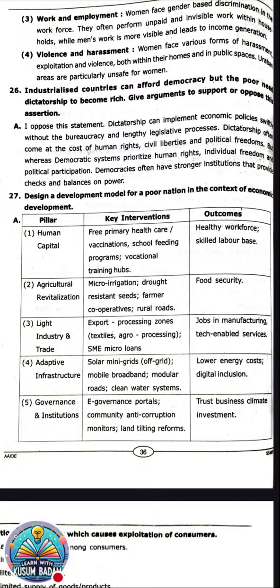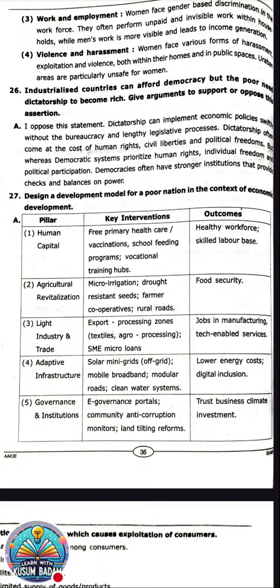So land is for the tiller. The farmer who is tilling it, the land is for them. Landlords do not have any kind of rights over it. That is called the Land Tilling Act. So why are these reforms made? So that they can have trust in business and climate investment. Because of all this, they have a trustful business environment.